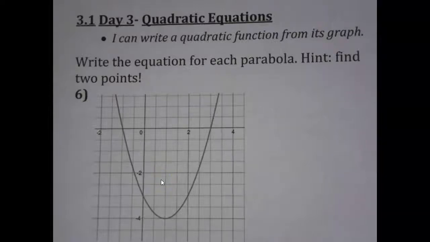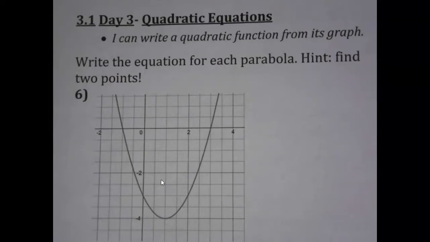This is the last part to Quadratic Equations 3.1. Today we're going to be working backwards. Instead of being given the equation and us graphing it, we are now given the graph and we're going to write the equation. So what we need, as you can see in the direction, says find 2 points.